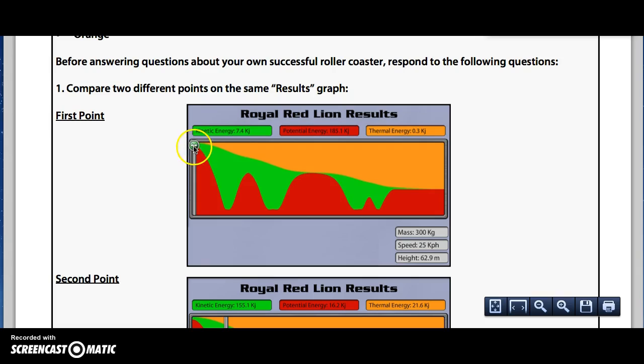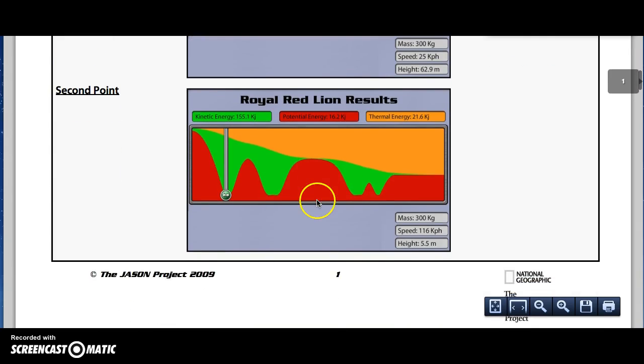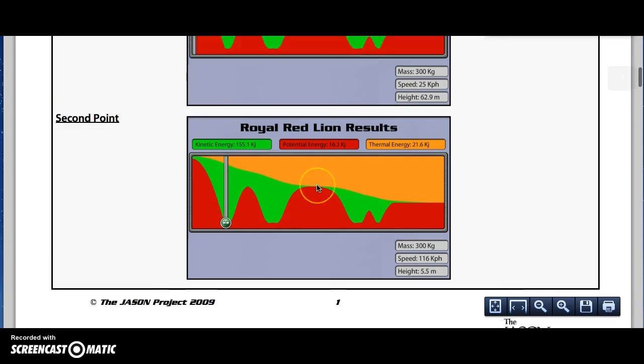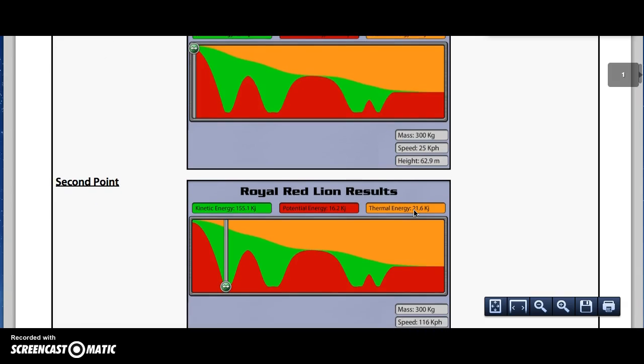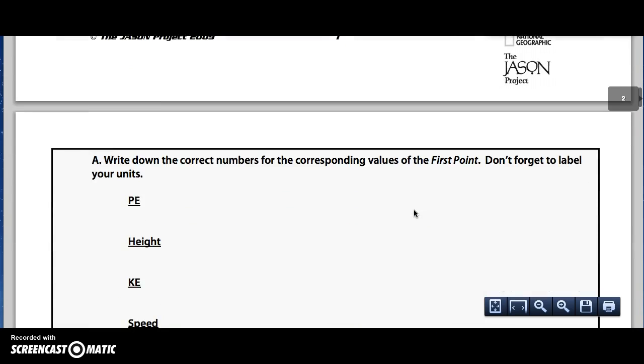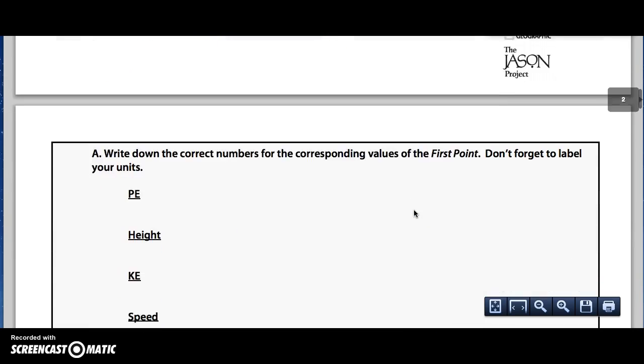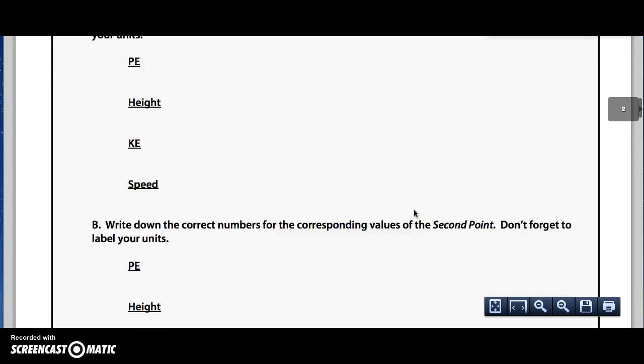The first point here is right at the beginning of the roller coaster. There's lots of potential energy, so you can probably imagine what the roller coaster is doing. The second point is over here, slid to the right a little bit, and you can see that it's at a point where there's lots of kinetic energy. These do have numbers: kinetic, potential, thermal, mass, speed, and height. I know they're difficult to read on your paper, so after this video I will display them so you can copy them down here for A and B.